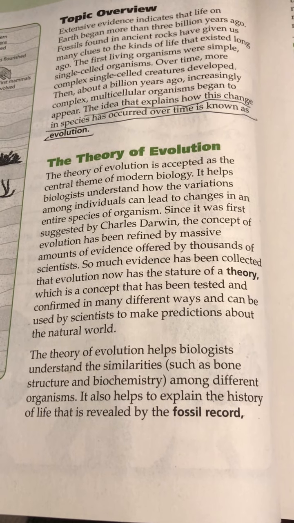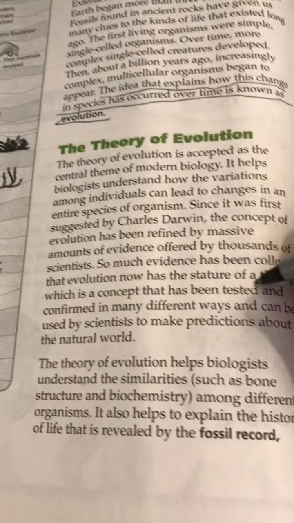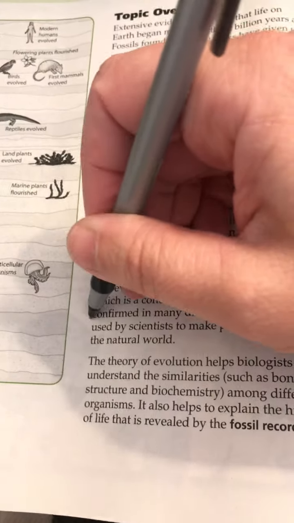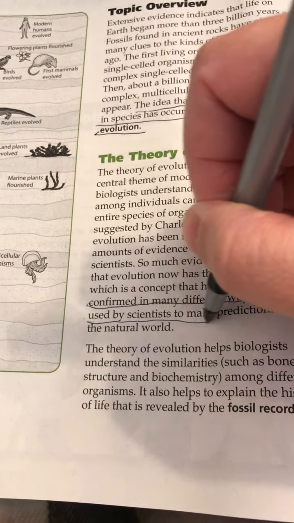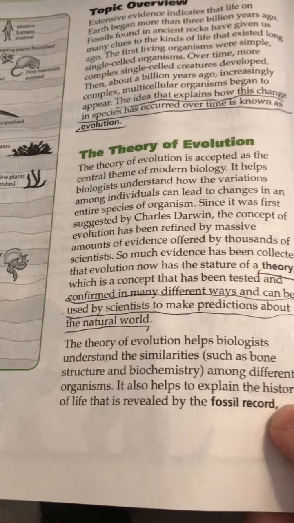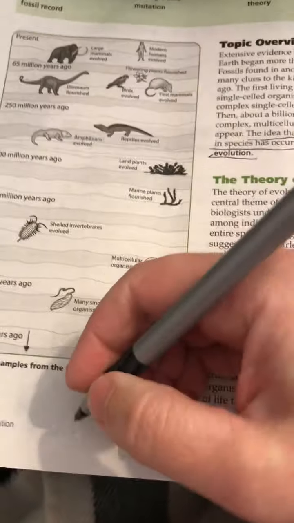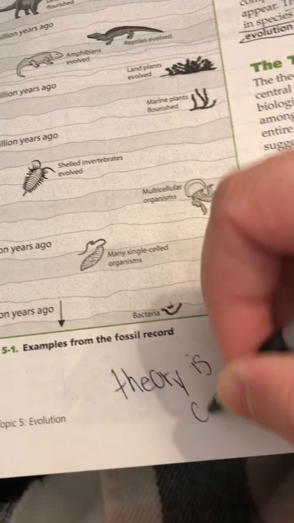So much evidence has been collected that evolution now has the stature of a theory, confirmed in many different ways, and can be used by scientists to make predictions about the natural world. So I'm going to say that a theory is confirmed.